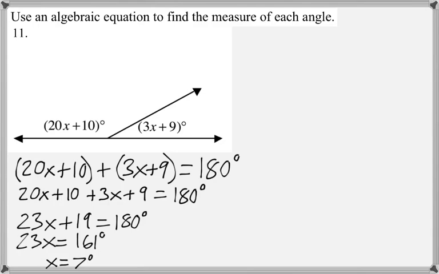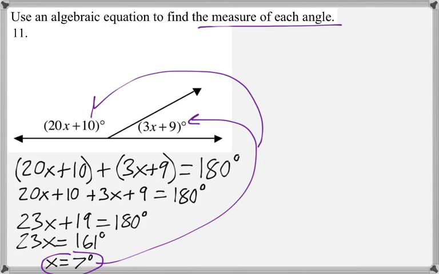So this is not our final answer because they specifically wanted us to find the measure of each angle, meaning from here to here and from here to here. So 7 is what x is equal to, but it's not the angle measurement. So we need to take 7 and plug it into these two expressions. So 20 times 7 plus 10 and 3 times 7 plus 9.